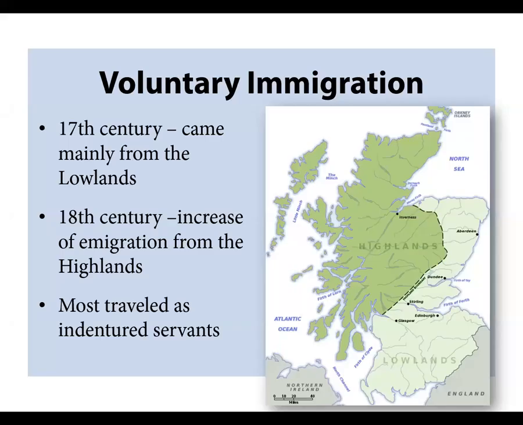Now, of course, there's also voluntary immigration. In the 17th century, many of the individuals that arrived came from the Lowlands part of Scotland, around Edinburgh, Dundee, or even closest to the English border. In the 18th century, the increase of immigration was actually from the Highlands. So you get people from up in the area of Inverness, or even the areas of the Orkneys.